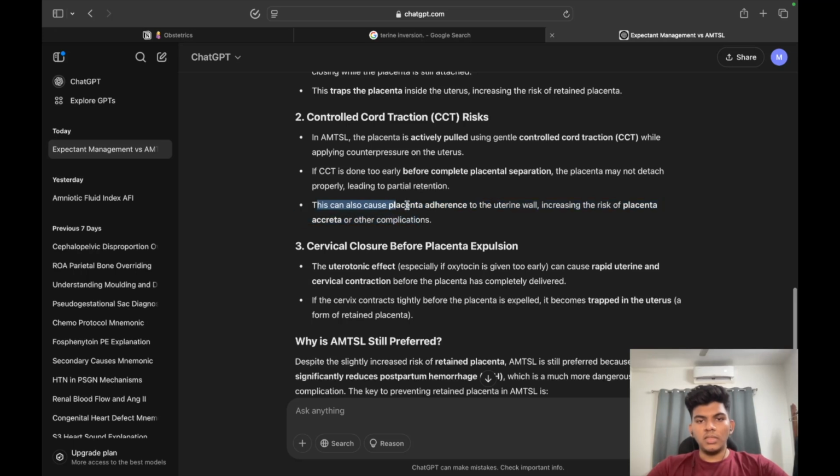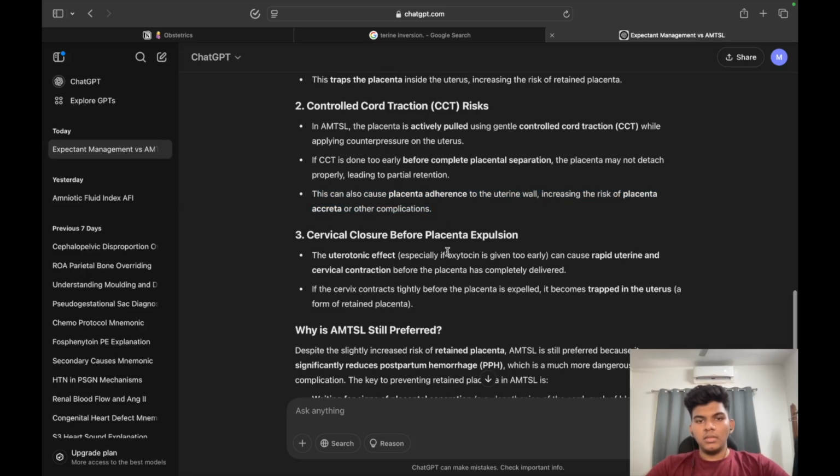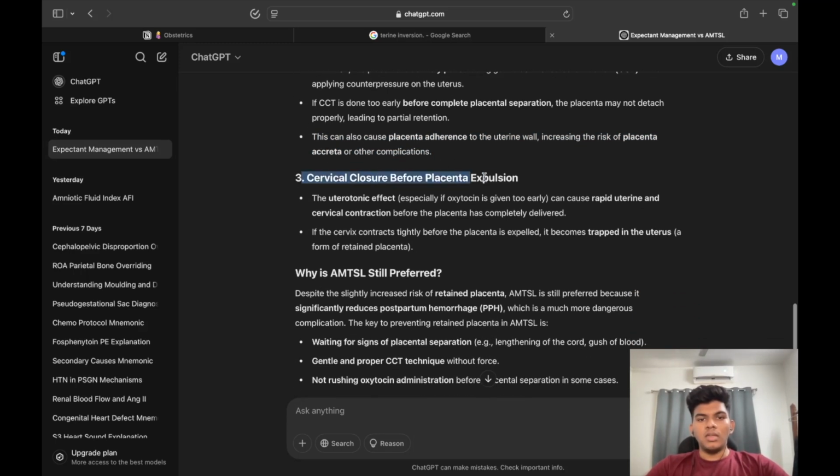This leads to placental adherence to the uterine wall, increasing the risk of placenta accreta. Now we have a new term: cervical closure before placental expulsion. So that is the first point. Uterotonic effect can cause rapid uterine cervical contraction before the placenta is delivered. If the cervix contracts tightly before the placenta is expelled, it may become trapped in the uterus.